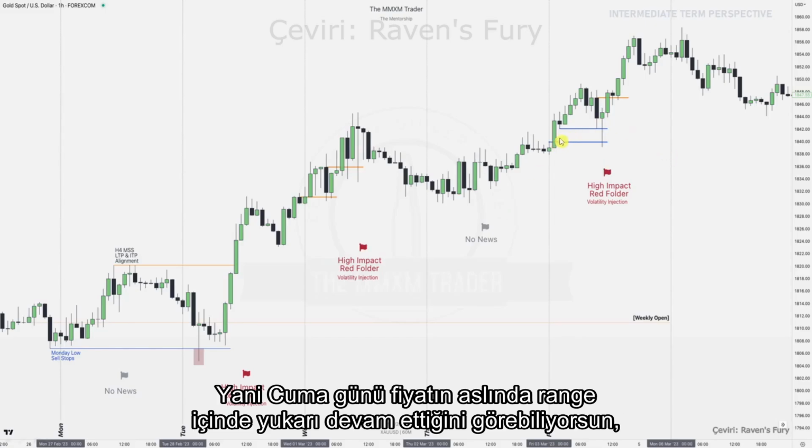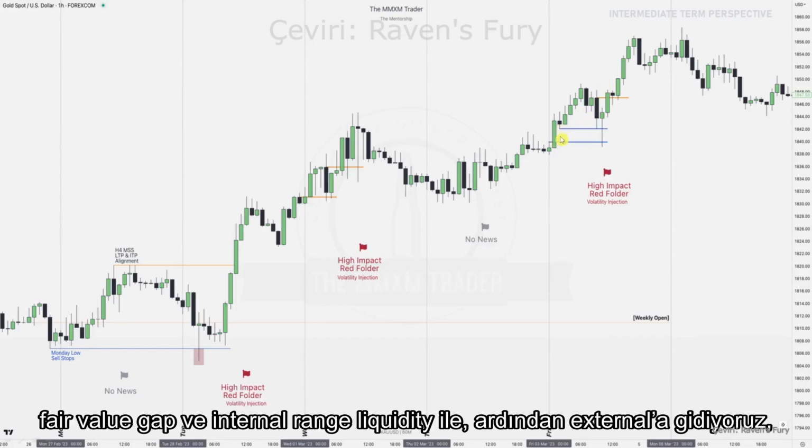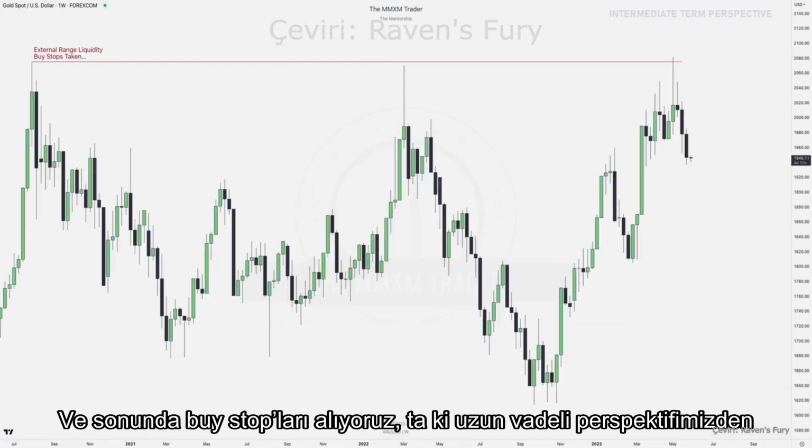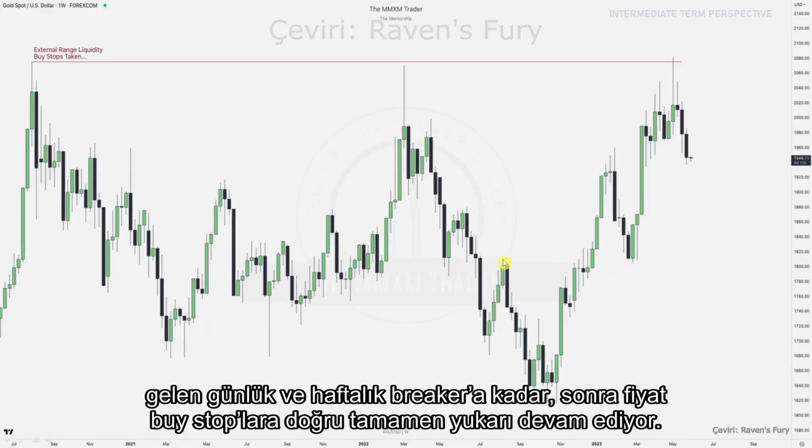So on Friday, you can see price actually continuing up into the range, right? With this fair value gap, internal range liquidity, right? Where we're going to external, which is above this high, and we're forming a bullish order block in the process, and then continuing up higher. And eventually we take out those buy stops, right? All the way down from our long-term perspective, that weekly breaker, right? And then continuation up all the way into the buy stops.